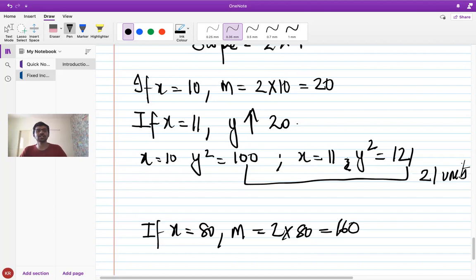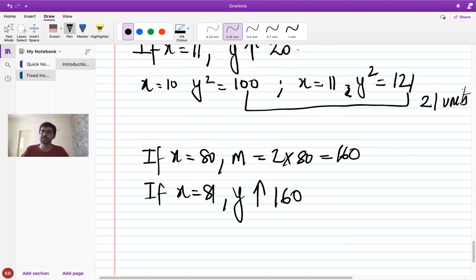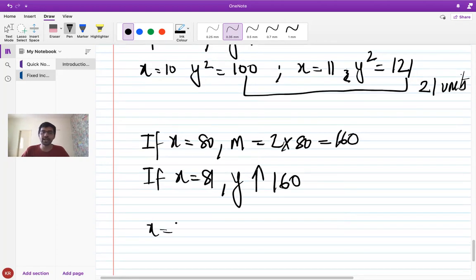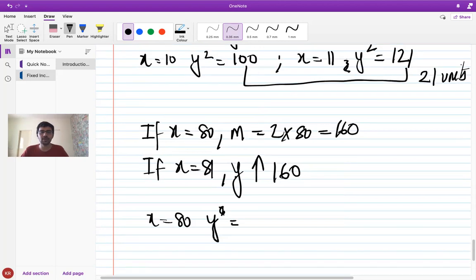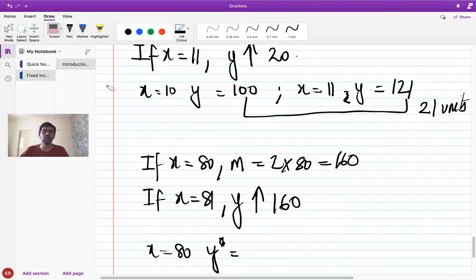Now the same thing if we apply over here. If x is equal to 81, then I am saying that y should actually increase by 160 units. Now, if x is equal to 80, then y is equal to x square. Apologies, I wrote y square over here, guys. I meant this is y actually. y is equal to x square, of 100, of 121.